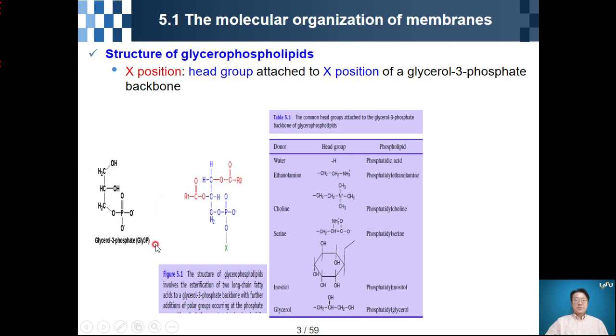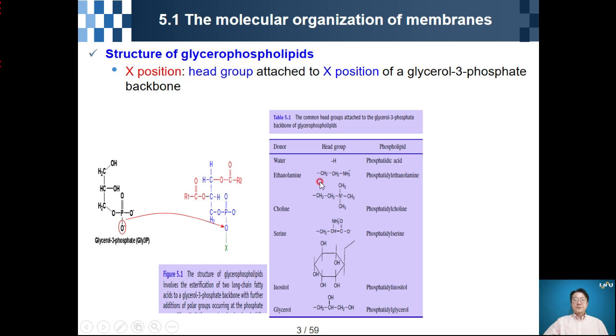Okay, the X position means that this is phosphate. Phosphate has the oxygen, so this location we call the X position. In the X position, a head group is attached to the X position of the glycerol 3-phosphate backbone. Table 5.1 summarizes the common head groups attached to the glycerol 3-phosphate backbone.